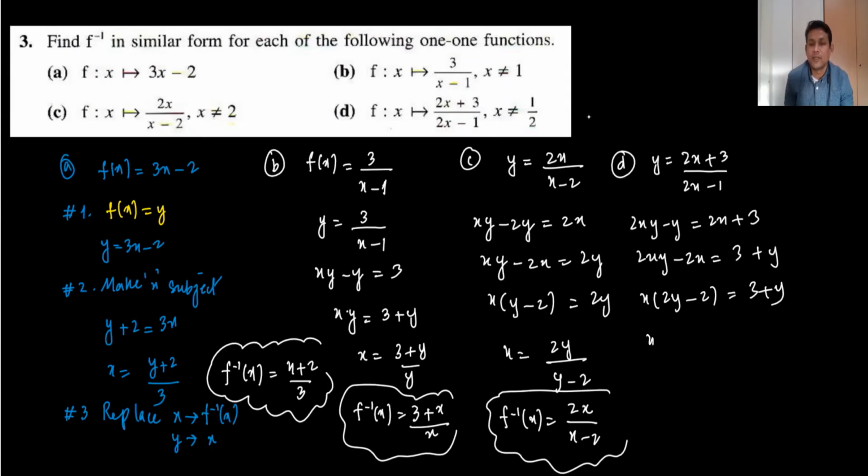I can make x the subject. It's very simple now, and it's coming as 2y minus 2. Now replace, this will become f inverse, and this we write as x upon 3x minus 2. So in this way we have done question number 3.